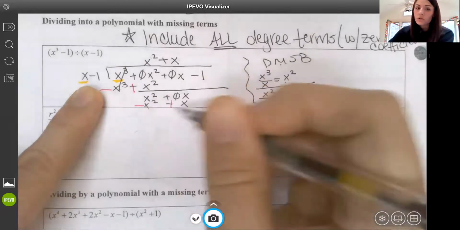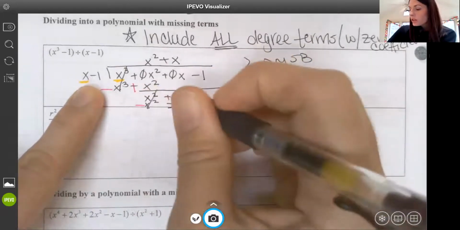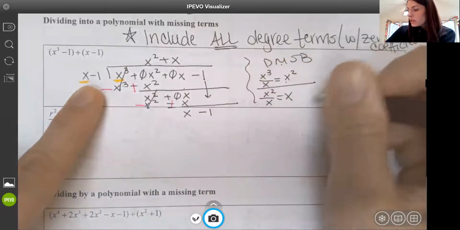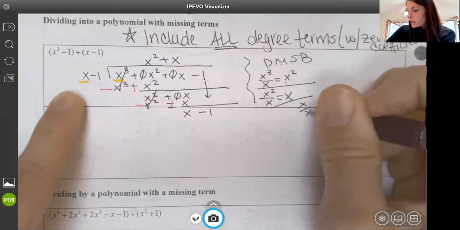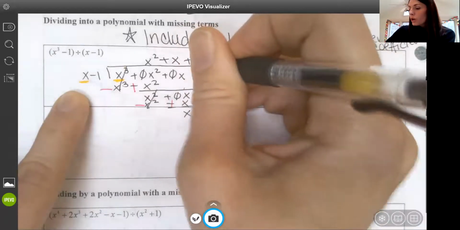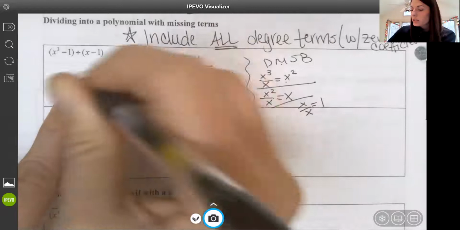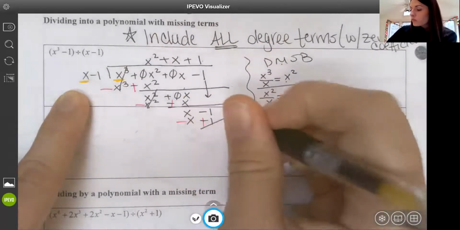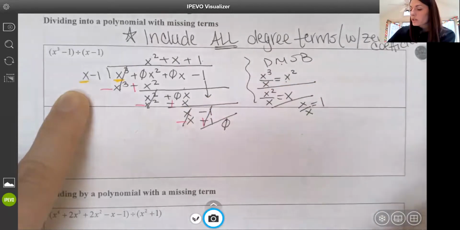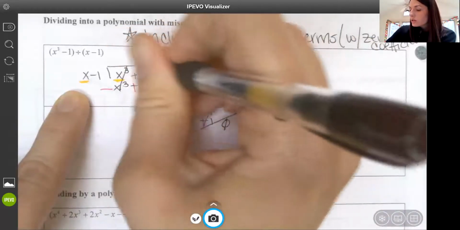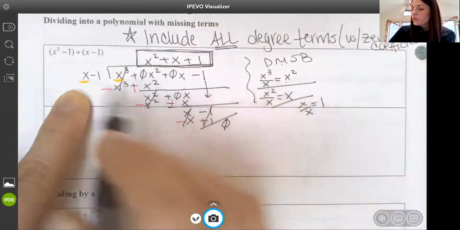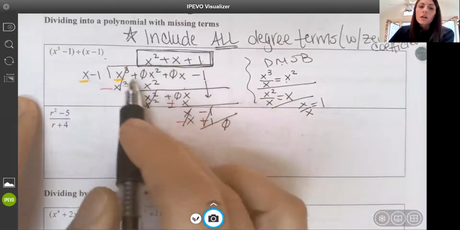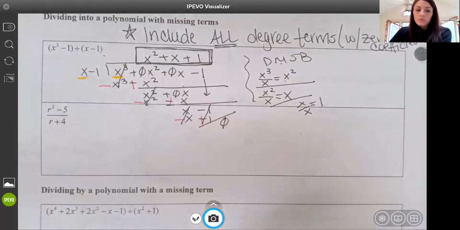Subtract. These zeroed terms came into play during the division. That gives me 1x minus 1. Take that x, divide it by the x out front, gives me 1 for my last term. 1 times what's out front is x minus 1. Subtract, gives me a remainder of 0. That all cancels out, and here's my quotient. Dividing x minus 1 into x cubed minus 1, I actually end up with more terms here, and that's why those zeros are important.